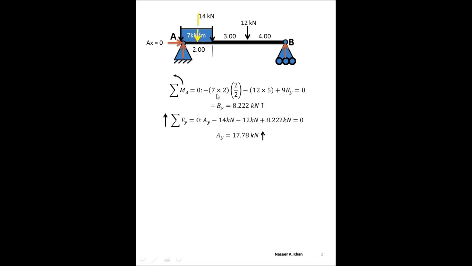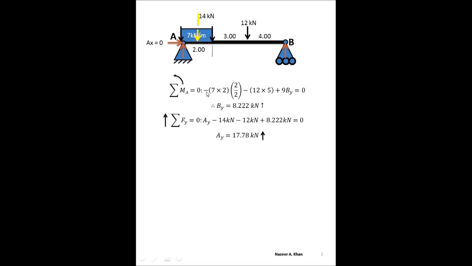Remember that a moment is force times perpendicular distance, right? So we have the magnitude of the force right there, 7 times 2, which is 14, times the perpendicular distance. That perpendicular distance happens to be through the centroid of that shape, so that will be 2 divided by 2, which will give you 1. We can't forget that the rotation is negative.